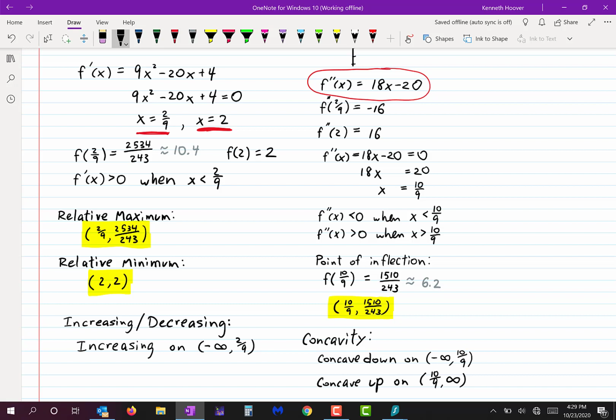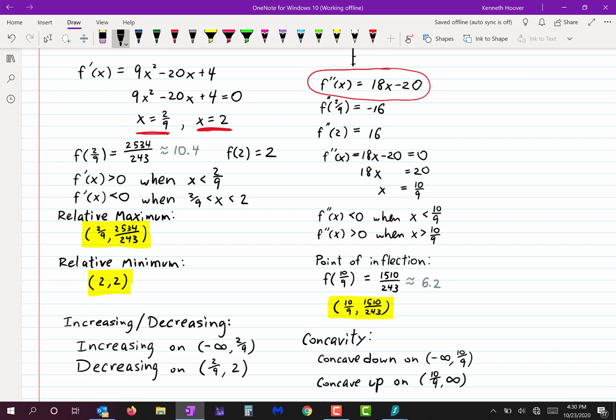Now pick a number between 2/9 and 2. Any number you want between 2/9 and 2. And plug it into f prime. And I bet you're going to come out with a negative answer. So f prime is negative when x is between 2/9 and 2, which means the graph will be decreasing on the interval from 2/9 to 2.